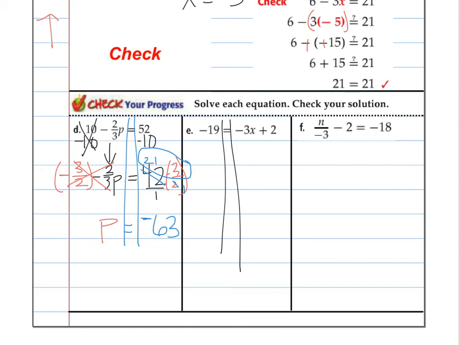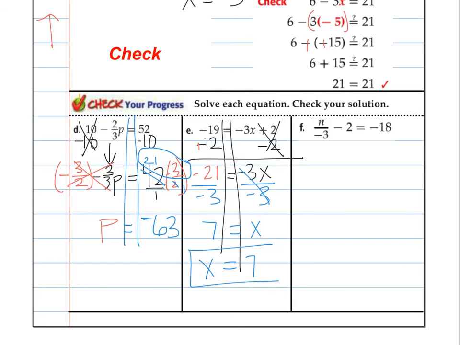X is multiplied by negative 3, added 2. Last thing I did was add 2. First thing I undo is subtract 2. Gets to 0. Left with negative 3x. Add the opposite, negative 21. Undo multiplication with division. Negative divided by negative is a positive. X equals 7. This makes this true.